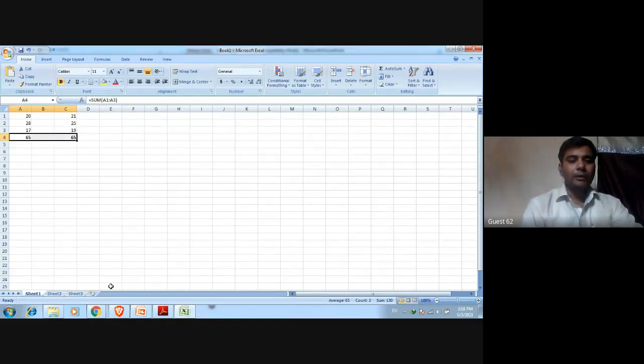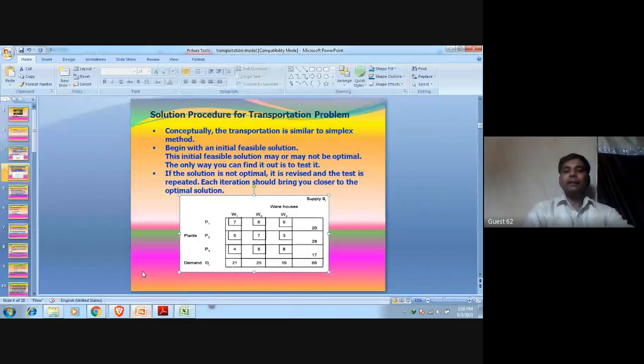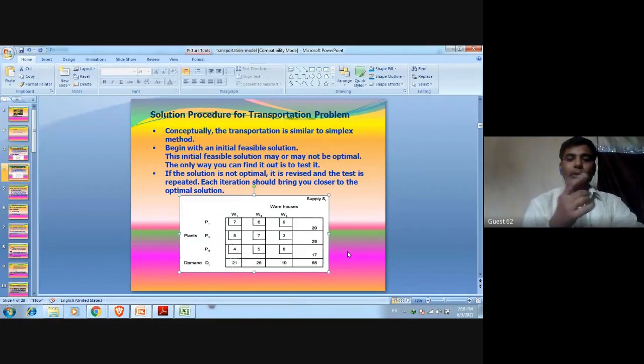The requirement and production is the same. The way the problem is, when the supply and the requirement, that is demand, are equal, then we will call this our balanced transportation problem. Okay, when the supply and requirement are equal, then we will call this our balanced transportation problem.